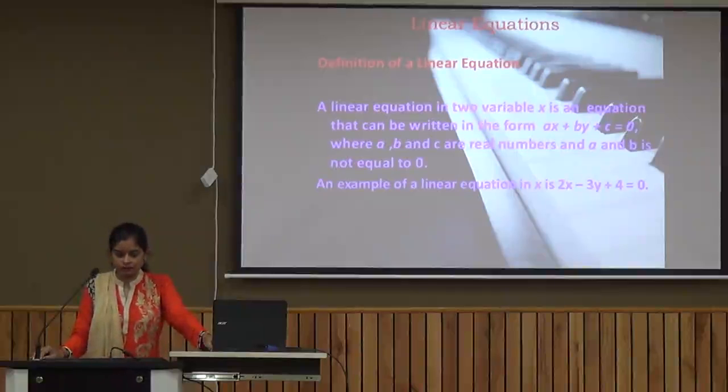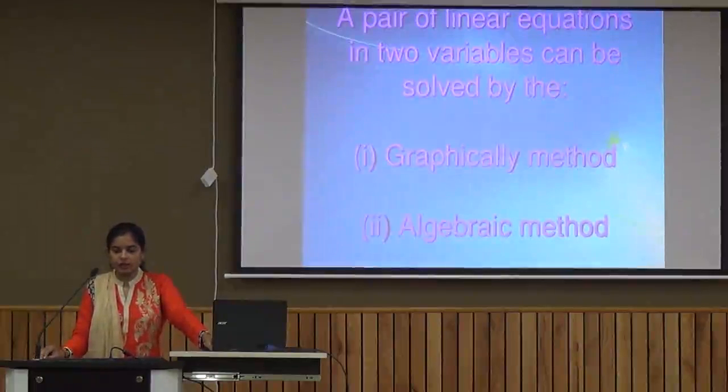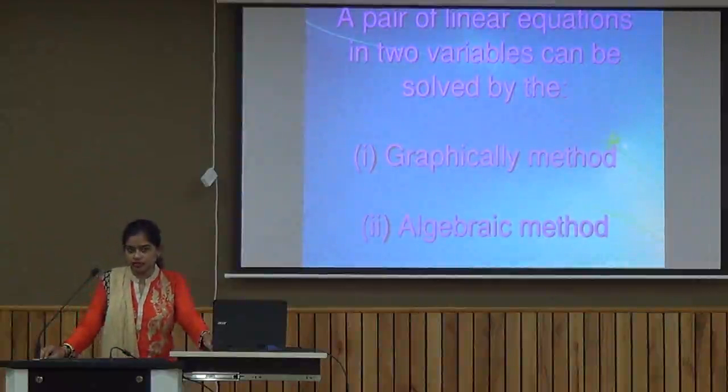So there is a condition for a linear equation that a and b should not be equal to 0. An example of a linear equation is 2x minus 3y plus 4 equal to 0, where the variables are x and y and the coefficients and constant are 2, 3 and 4. If we have to write the constants, we have to take them with sign, that is the value with sign.